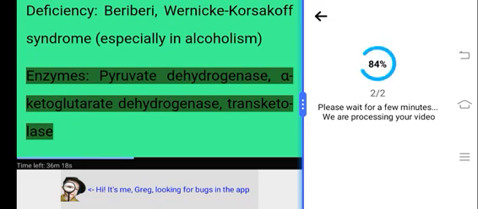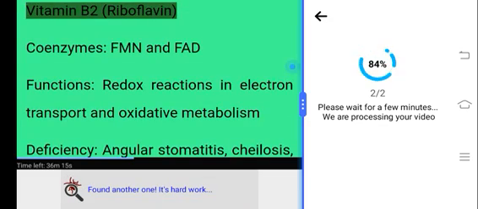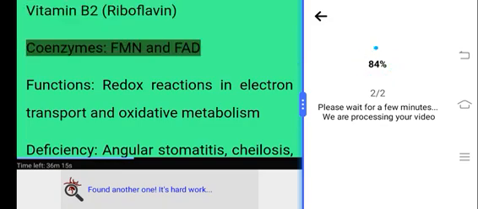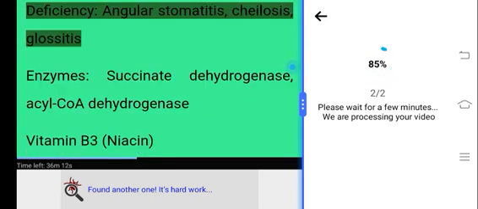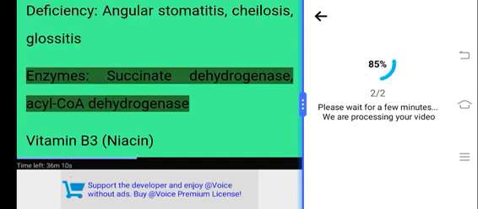Enzymes: pyruvate dehydrogenase, alpha-ketoglutarate dehydrogenase, transketolase. Vitamin B2, riboflavin. Coenzymes: FMN and FAD. Functions: redox reactions in electron transport and oxidative metabolism. Deficiency: angular stomatitis, cheilosis, glossitis. Enzymes: succinate dehydrogenase, acyl-CoA dehydrogenase.